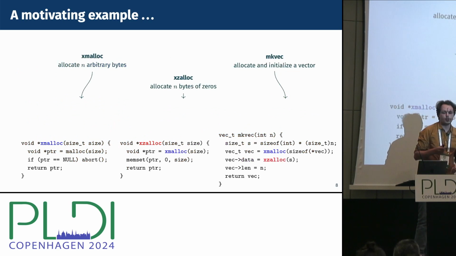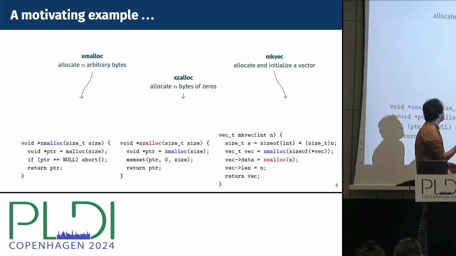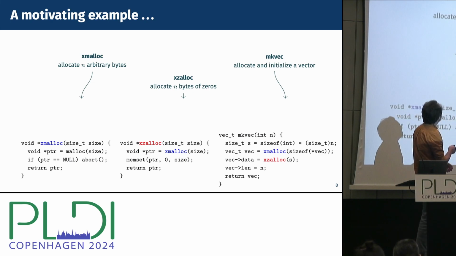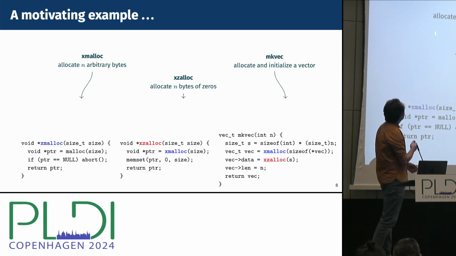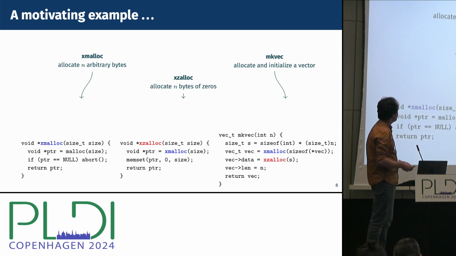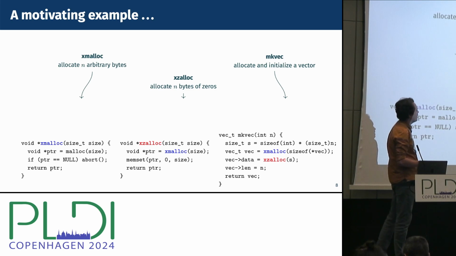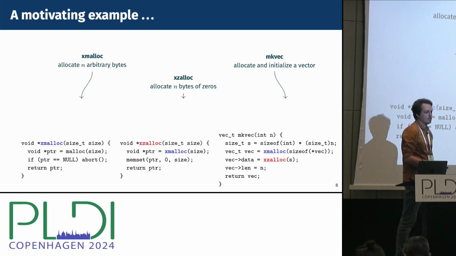And to see why you may want specification inference, I've brought along a little example here. We have 3 functions, xmalloc, xalloc, and makevec, and they do the following. Xmalloc allocates n arbitrary bytes of memory. It basically wraps malloc from the standard library. Xalloc allocates n bytes of zeros, and makevec initializes a custom vector, a vector filled with integers. And it uses the other 2 functions for that.